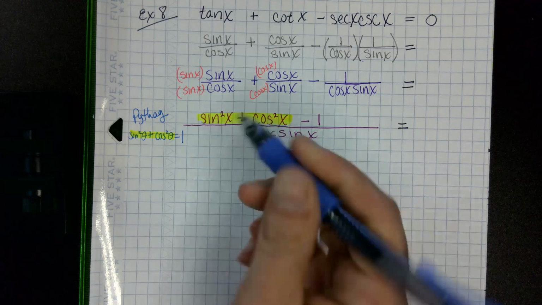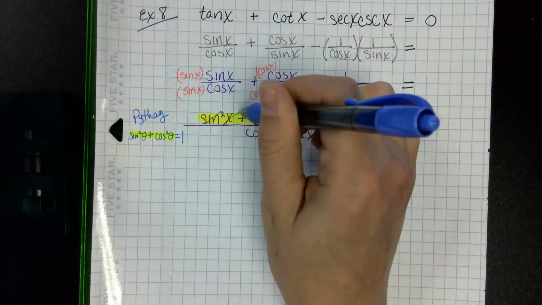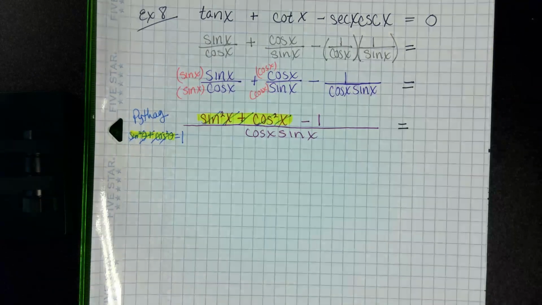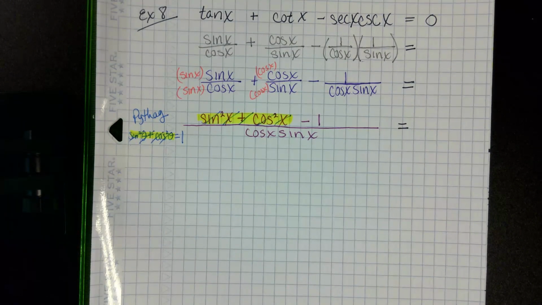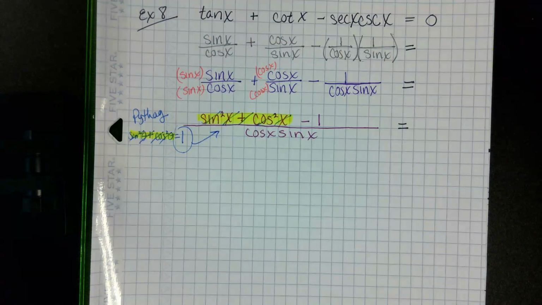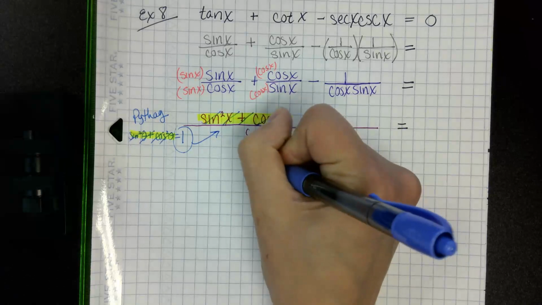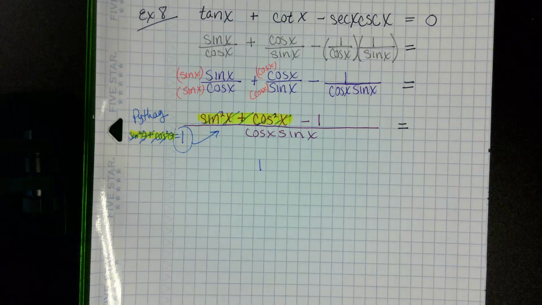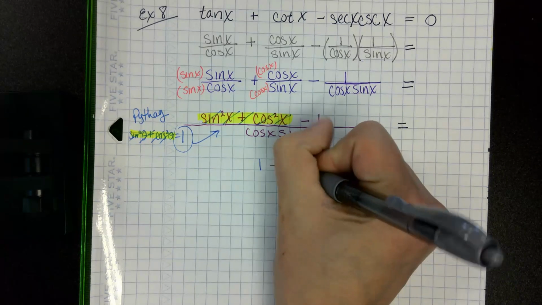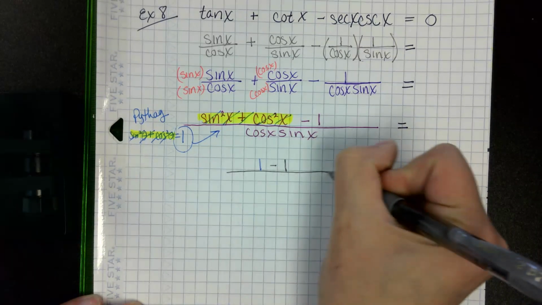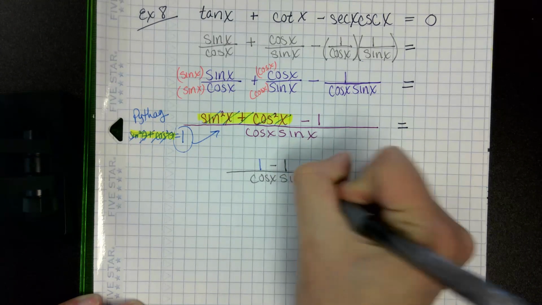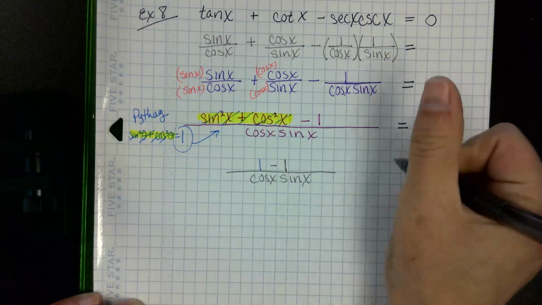So that means I can bring that out of my problem. So the matching part I'm removing, and whatever's on the other side is what I'm putting in its place. So all of that is just 1. So this is 1, and then I have minus 1. And then on the denominator, I have cosine x sine x. And this should equal whatever's on the right.